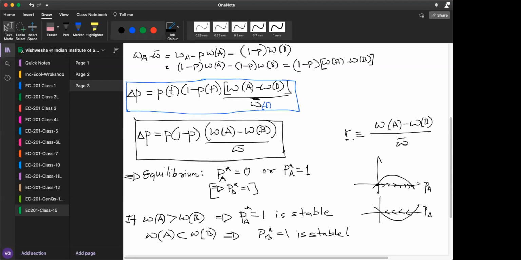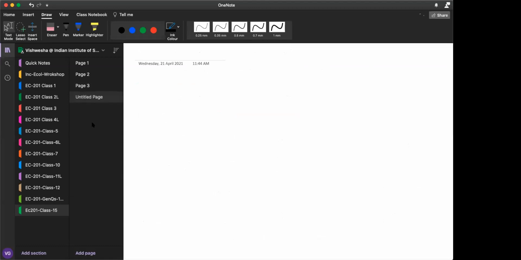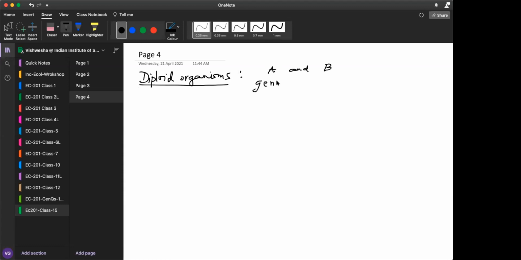Okay, excellent. So let's now move on to the next, slightly more complex scenario, which is the case of diploid organisms. So let's account explicitly for what happens in diploid organisms. In diploid organisms, let's say if we look at one locus, it can have, let's say, allele A and allele B. Let's say these are 2 possible alleles. If that is the case, there are 3 possible genotypes.